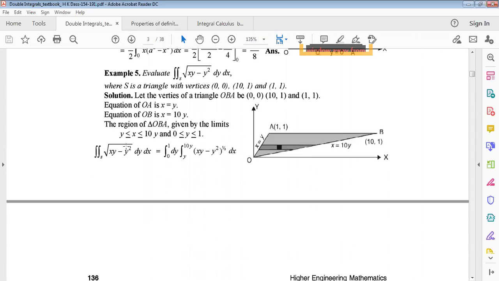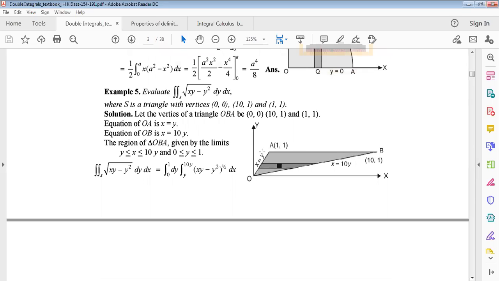Okay, this is finished. Now example 5, a very easy example. Evaluate the double integral over the surface S of square root of (xy minus y square) dy dx, where S is a triangle with vertices (0,0), (10,1) and (1,1). Joining these three points gives the triangle.